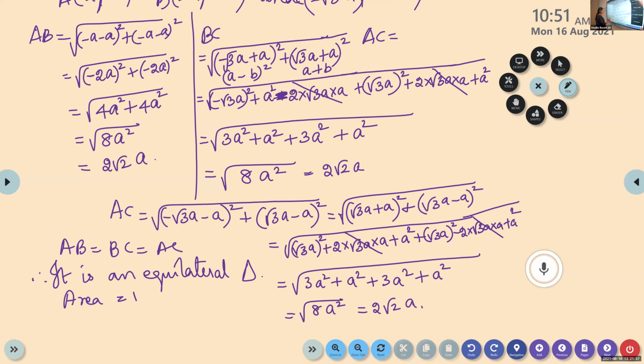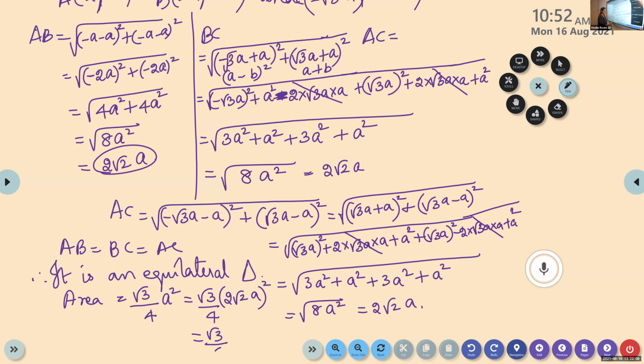What is the area of an equilateral triangle? Root 3 by 4 a square. So in the place of a, you substitute the side. What is the side here? Each side is 2 root 2a. So 2 root 2a the whole square. The length of each side is 2 root 2a.